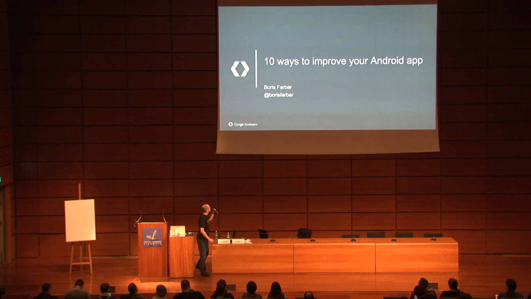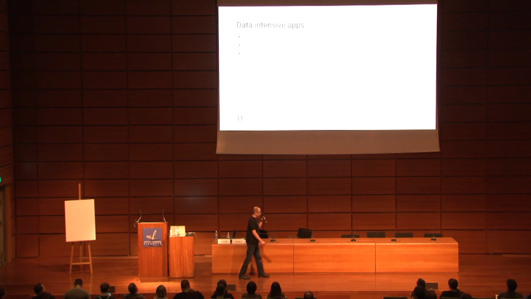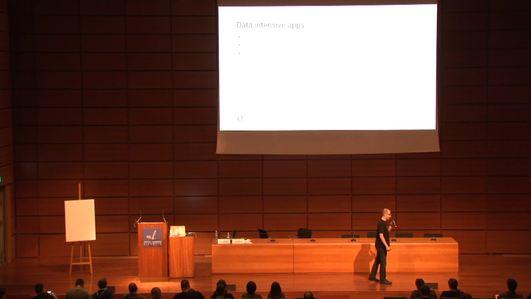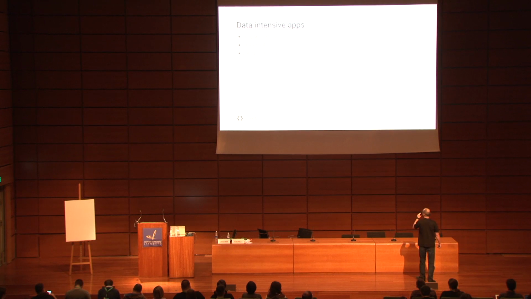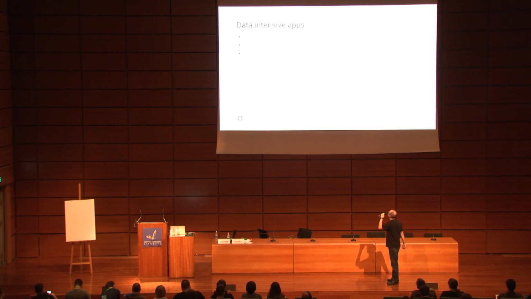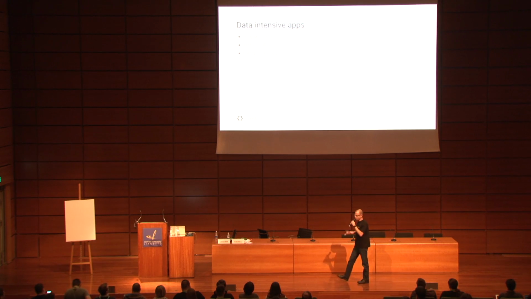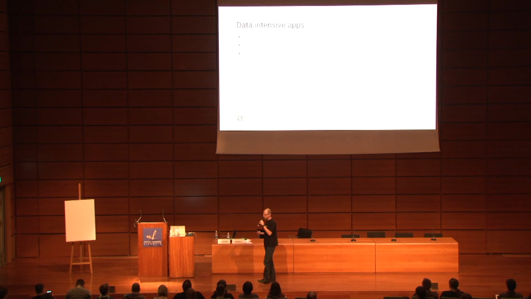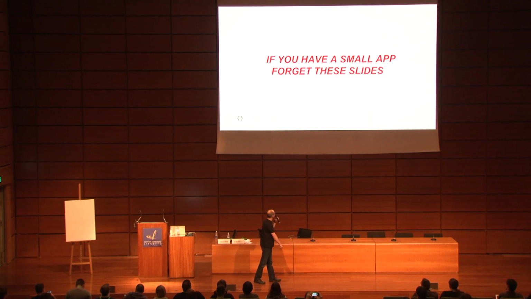So, 10 ways to improve your Android app. Most of the Android apps I have seen don't perform well due to long launch time, which is something your users really don't like. Janky scrolling, we have all seen it. You try to scroll a list of things, and the scrolling is slow. And, God forbid, an unresponsive app. Your user is trying to do something, but the app doesn't respond. And this is bad. If you have a small app, forget these slides.